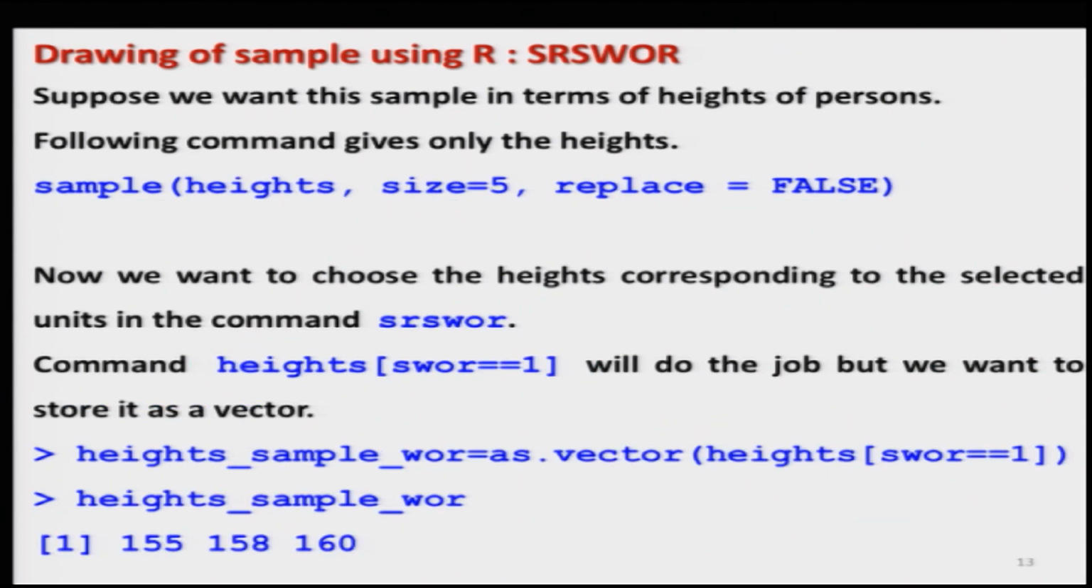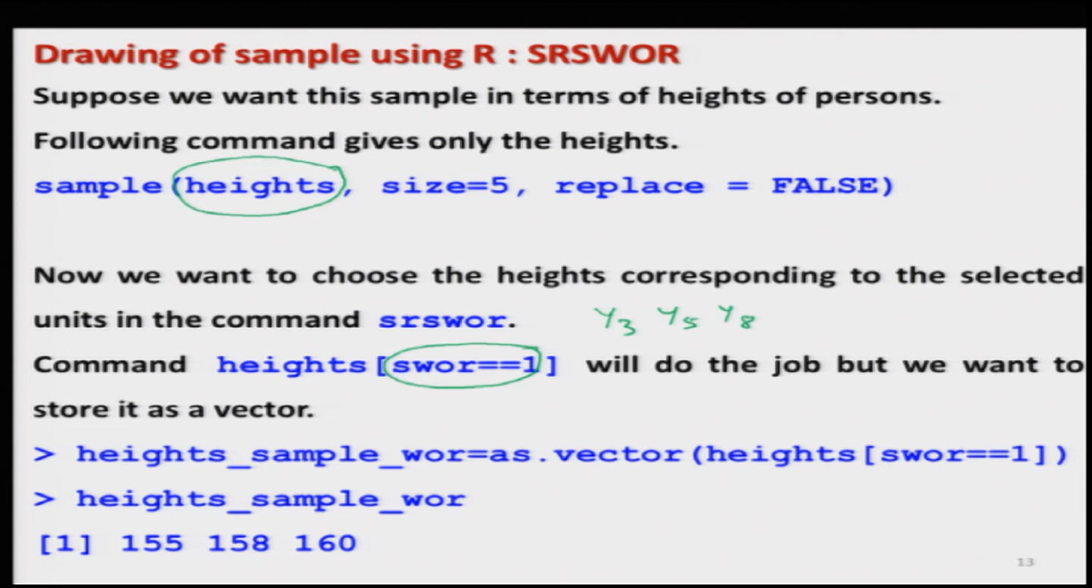So, now in this example, I have taken the variable names. Now I try to take another variable, heights, and then corresponding to the same sample data that we have selected and that was stored under SWOR, where we had 3 units, Y3, Y5 and Y8, they were selected.